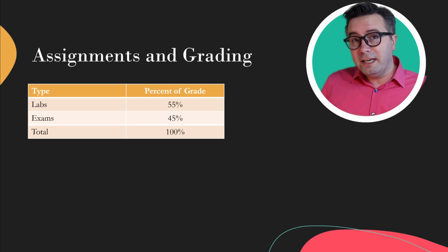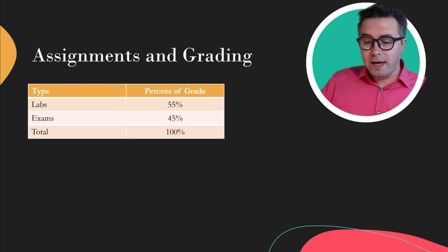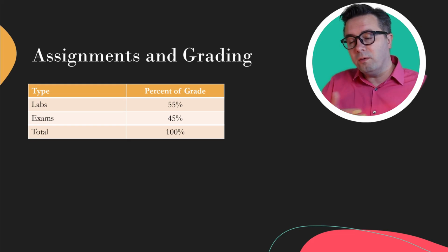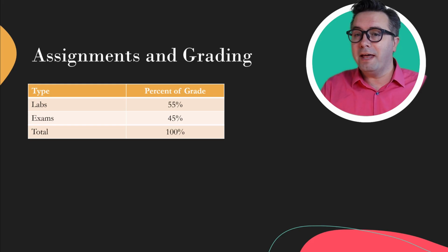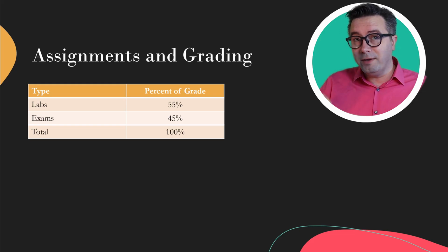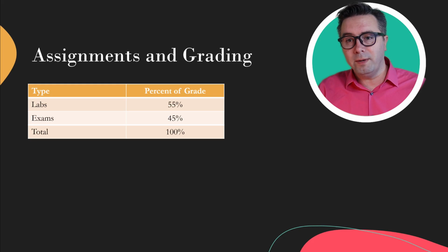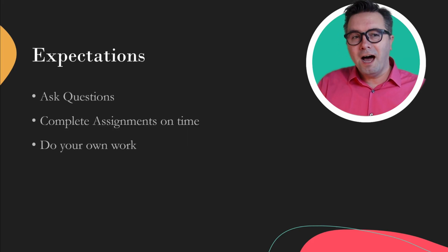Each week we'll have one of those things. So it'll be either a lab week or it will be exam week. This happens to be a lab week. So you have to make sure you get the lab done for the end of the week. Okay? The labs make up 55% of your grade. Exams make up 45% of your grade. Adds up to 100. Smart, huh?